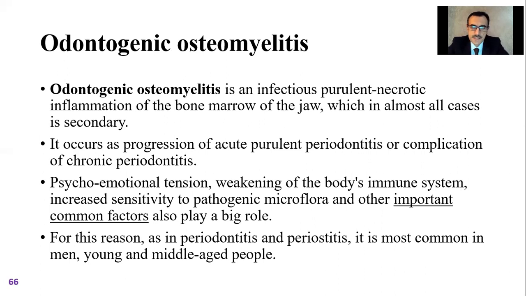Odontogenic osteomyelitis is an infectious purulent necrotic inflammation of the bone marrow of the jaw, which in almost all cases is secondary. It occurs as a progression of acute purulent periodontitis or a complication of chronic periodontitis. Psychoemotional tension, weakening of the body's immune system, increased sensitivity to pathogenic microflora, and other important common factors also play a big role. For this reason, as in periodontitis and periostitis, it is most common in men, young and middle-aged people.